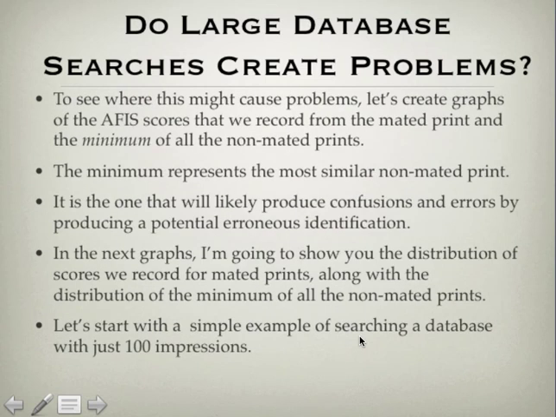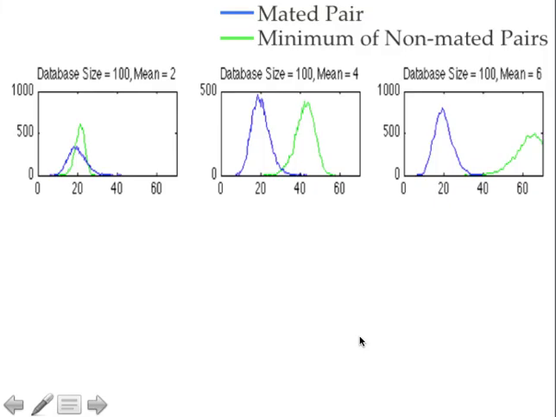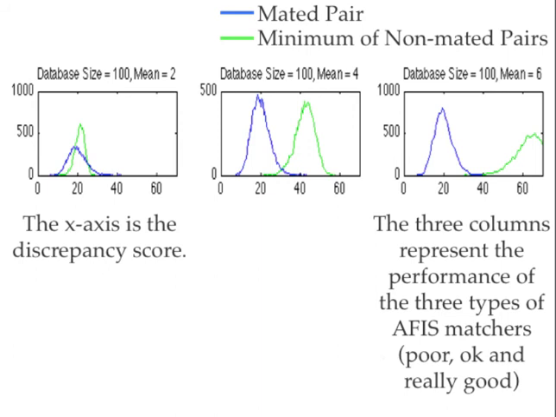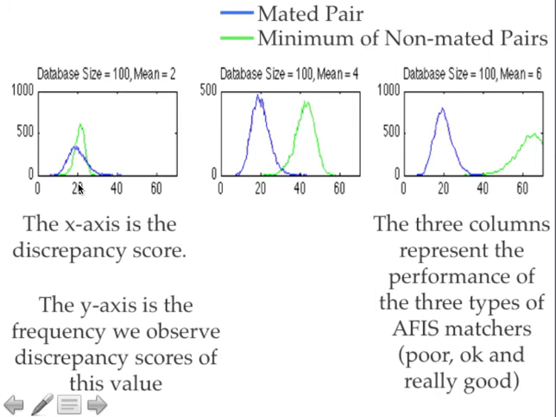So let's just start with a simple example of searching a database with just 100 impressions, just to see kind of what this looks like. These three graphs here are the different types of AFIS searchers. The three columns represent the performance of the three types of AFIS matchers that I showed previously: the poor, okay, and really good. The x-axis is the discrepancy score. That's basically, for the prints that are returned, what is the score that the AFIS system gave them? The y-axis is the frequency we observe the discrepancy score of this value.